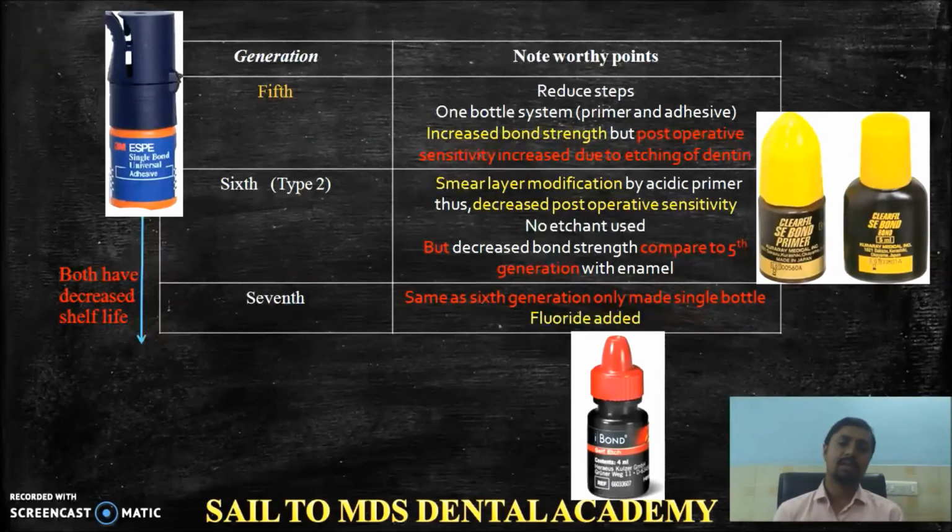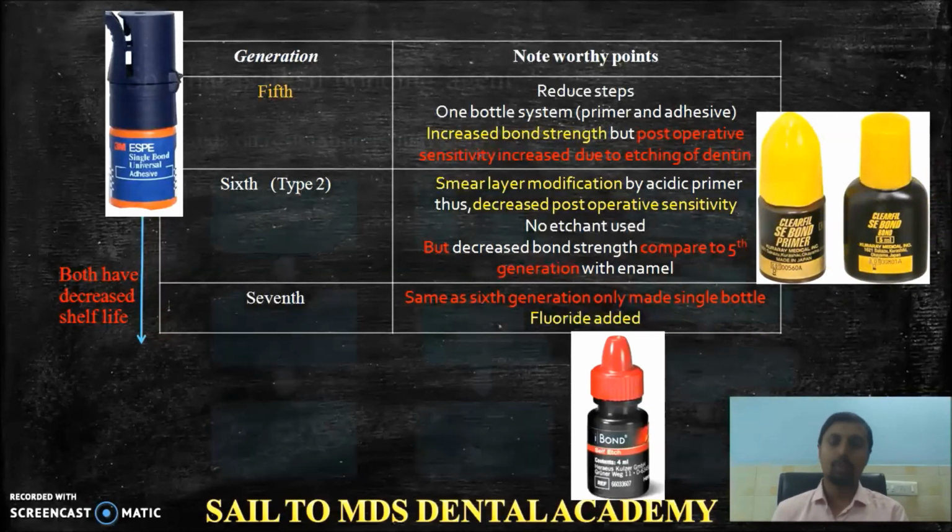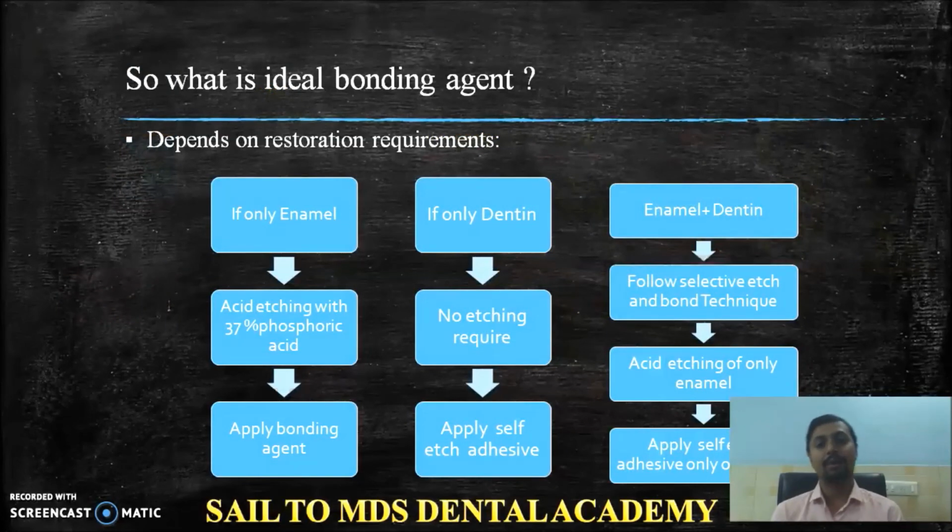So you can see in the 5th generation, the problem was post-operative sensitivity. In 6th and 7th generation, there were 2 problems. The one problem was the bond strength with enamel, and the second problem was the decreased shelf life. Because of this acidic primer, the shelf life was less. You can see here the example of 7th generation bonding agent, that is iBond. So what to do? So what is the ideal bonding agent?